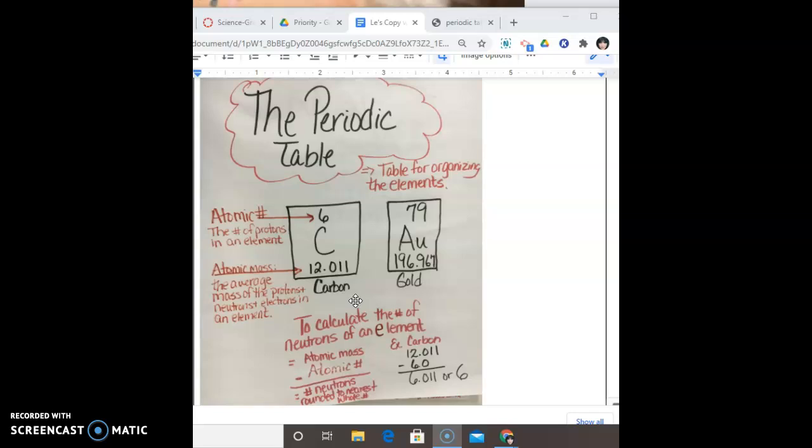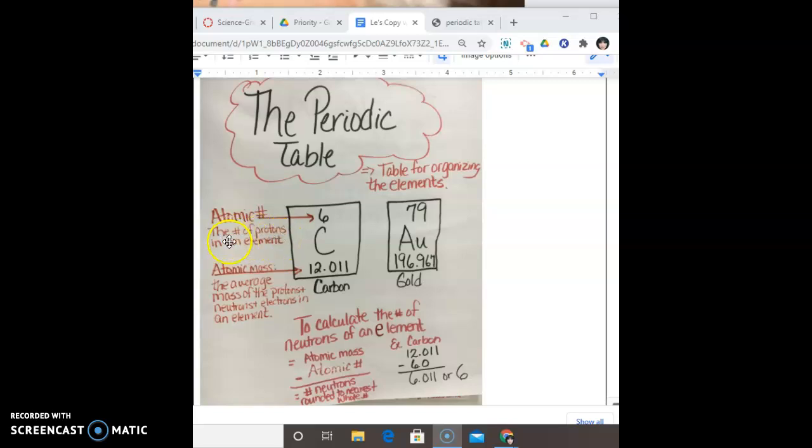Okay, so what you need to know about the elements: the atomic number listed here is the number of protons in an element. Remember Monday we were talking about protons, neutrons, and electrons, and we said protons and neutrons are found within the nucleus of an atom, and protons are positive, neutrons are neutral, and electrons are negative. So now we're going to dive a little deeper into understanding why they're important and how you know how many protons, electrons, and neutrons there are just by looking at the elements on the periodic table.